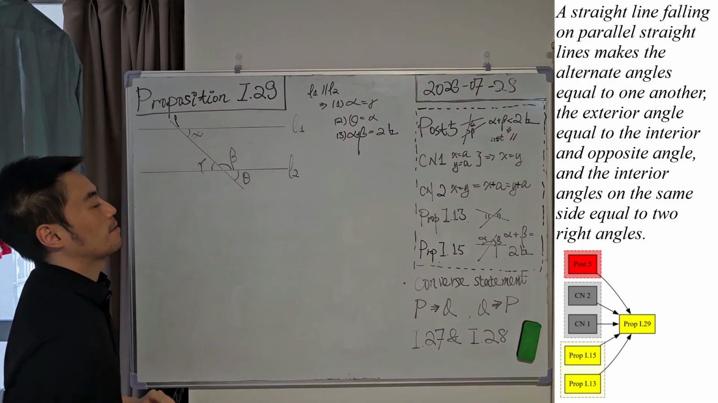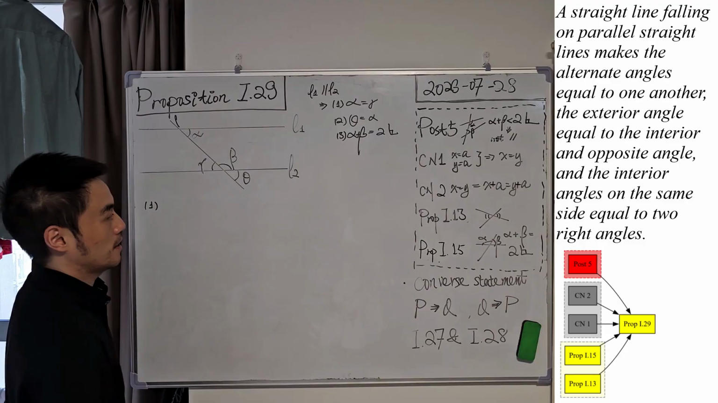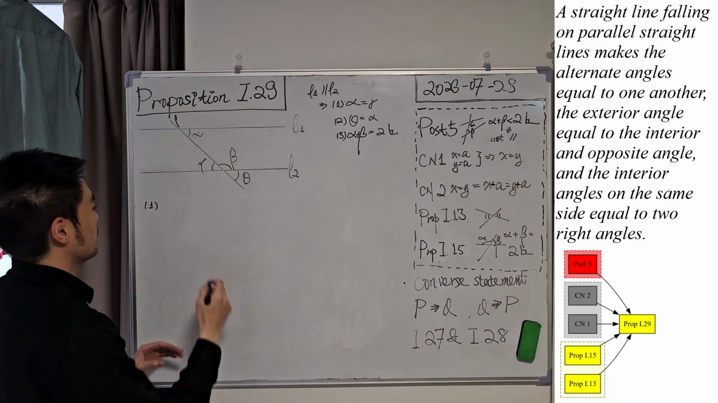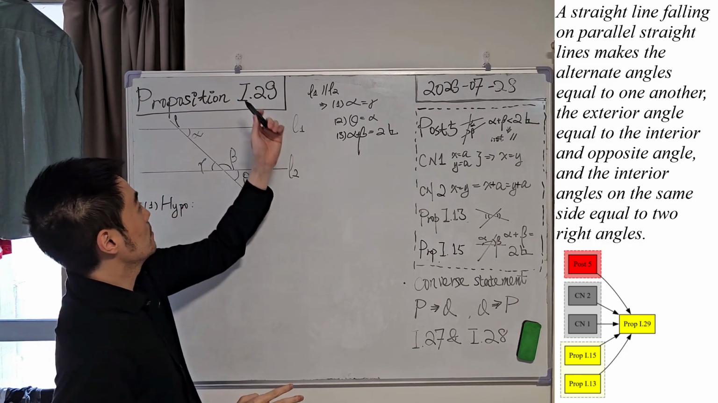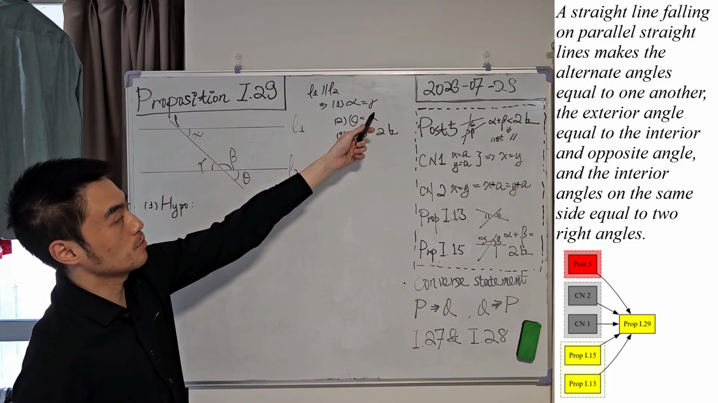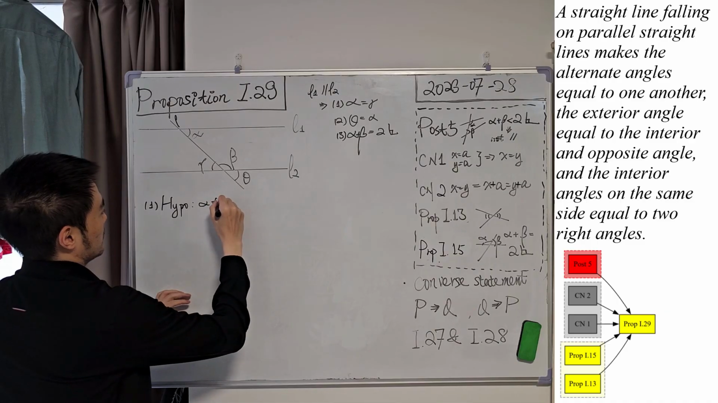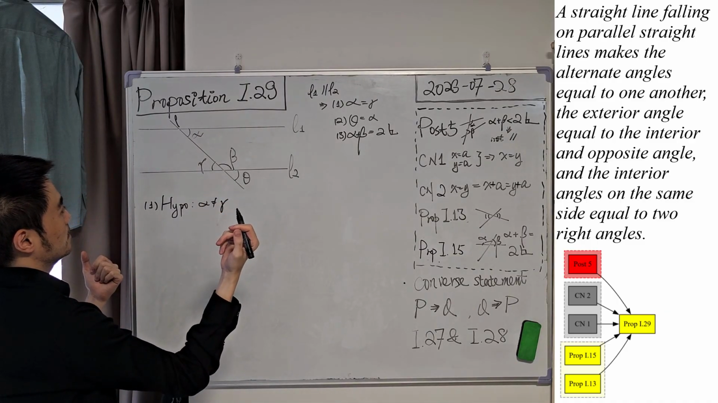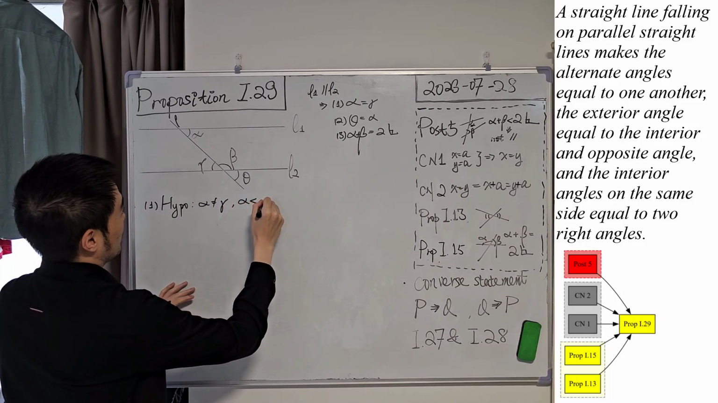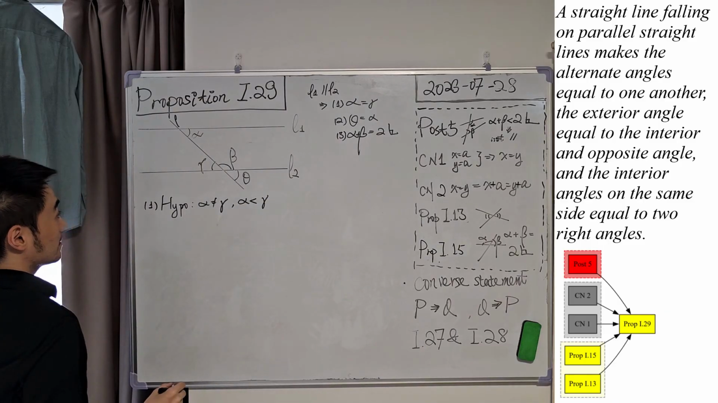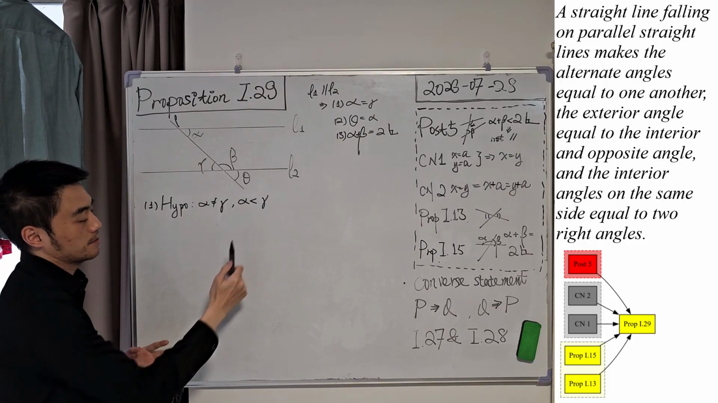Let's try to prove them one by one. We are going to apply the method of contradiction again, so please recall how to use it. The first step is to make a hypothesis. The proposition states that alpha is equal to gamma, so let's hypothesize alpha is not equal to gamma. And for convenience, let's suppose alpha is less than gamma, and see what we can derive from this hypothesis.